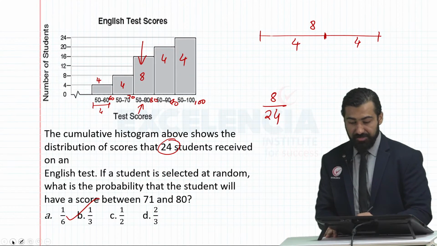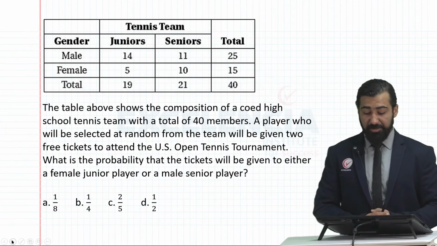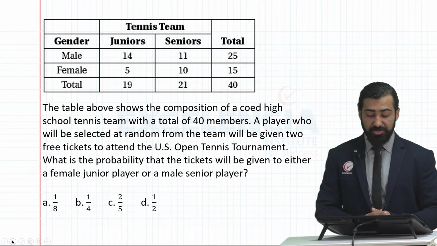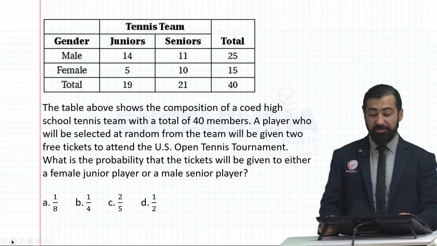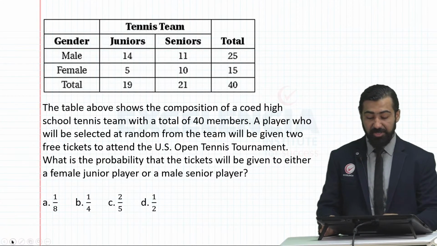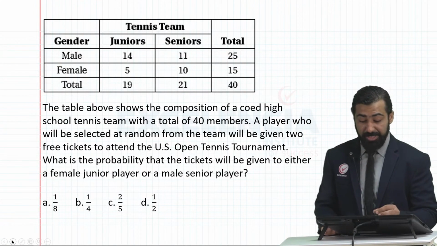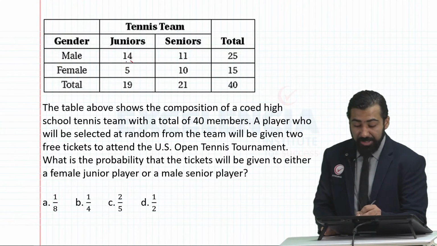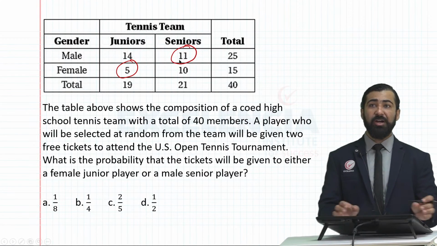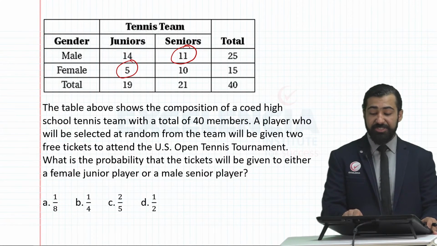Then next, here, the table above shows the composition of a co-ed high school tennis team with a total of 40 members. A player who will be selected at random from the team will be given 2 free tickets to attend the US Open tennis tournament. What is the probability that the tennis player tickets will be given to either a female junior player or a male senior player? These two are totally distinct outcomes. They don't have anything in common. So in total, I have got 16 members.